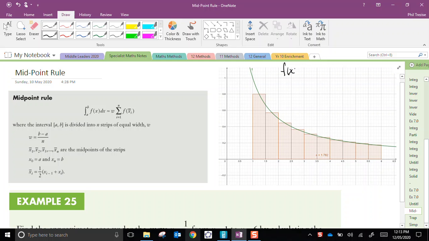Now my function that I'm using in this example is 1 over x, a lovely function. And I want to find the integral from 1 to 6 of my function. And I could use analytical processes, but today I'm going to use the midpoint rule. I'm going to divide my region from 1 over to 6 into 10 small rectangular regions. So n equals 10.